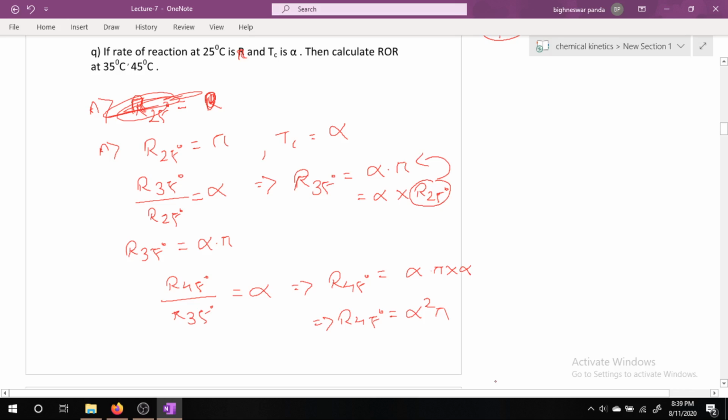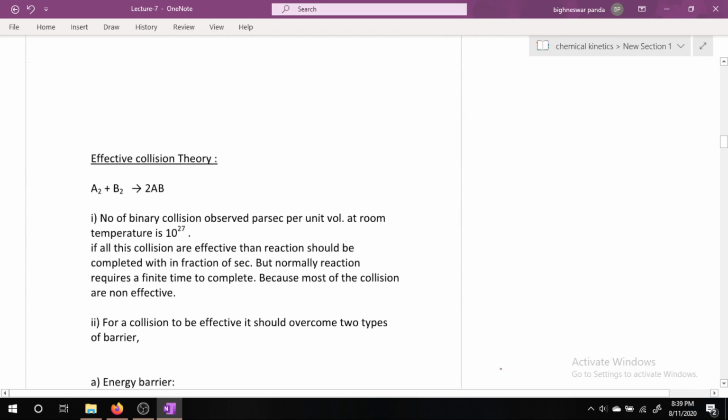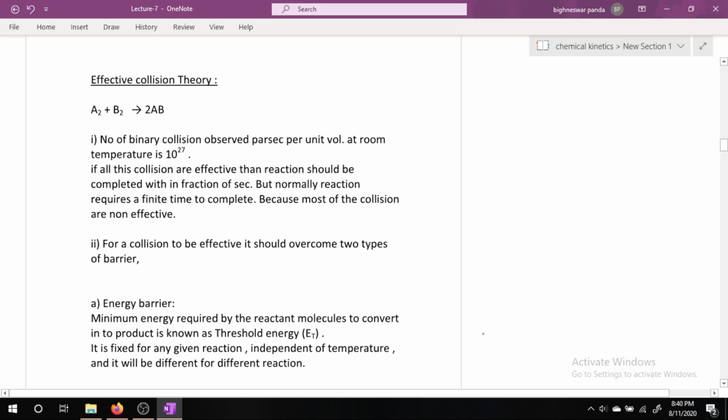So the simple problem. Next, we have to start effective collision theory. In order to carry out a simple reaction, the molecules must collide. In order to collide, the collision should be effective. And this is effective collision theory. Let us consider A2 plus B2 gives rise to 2AB.